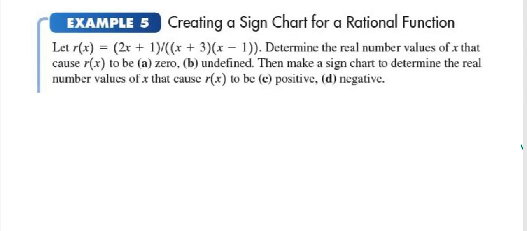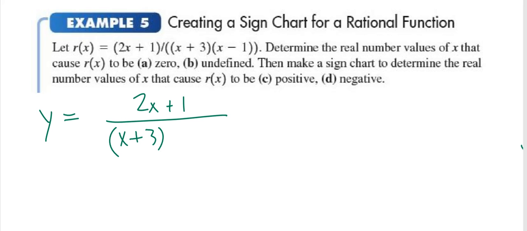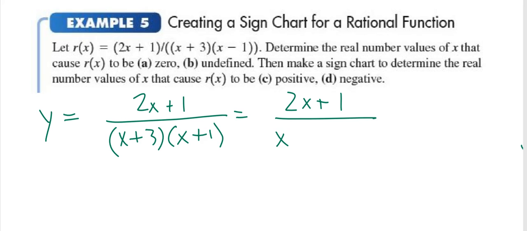So let's take a look at what we have here. We've got y equals (2x plus 1) over (x plus 3) times (x plus 1). Just for fun, I'm going to FOIL that bottom. What do we got there? x squared, 4x, and a plus 3. Okay, I might need that in a second.